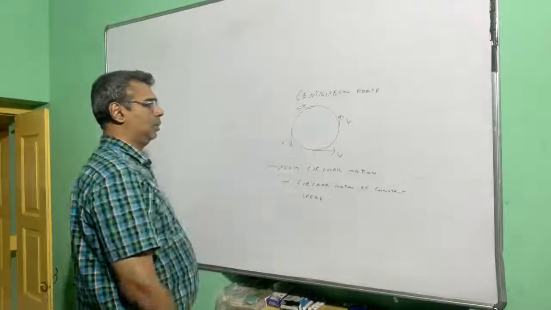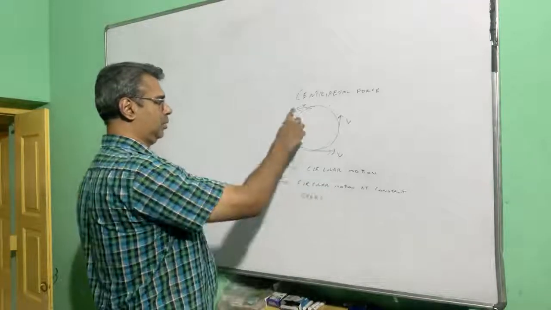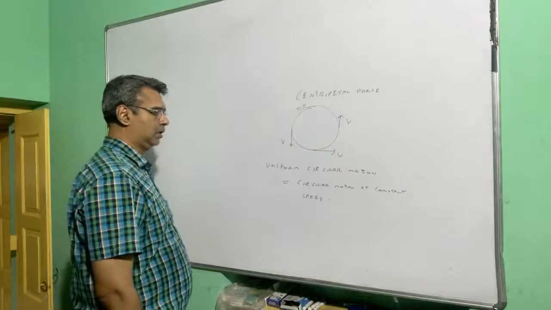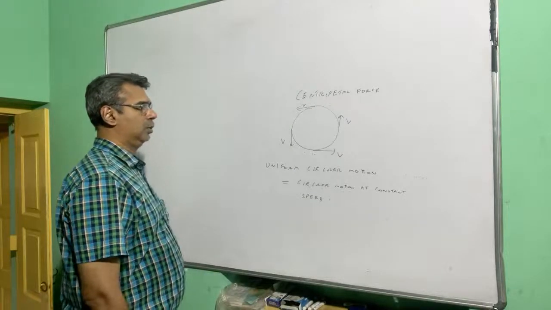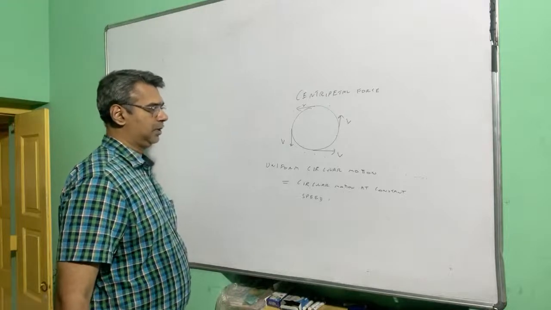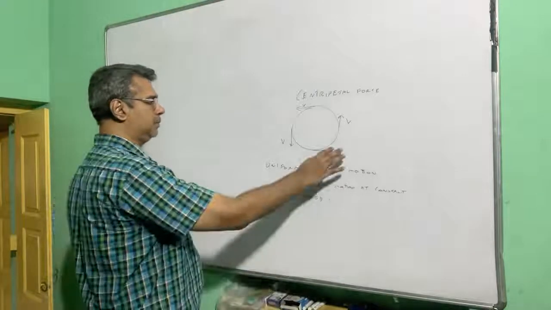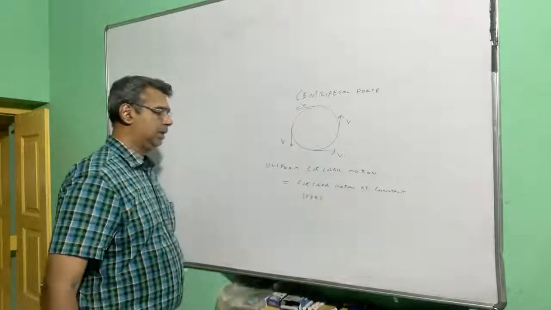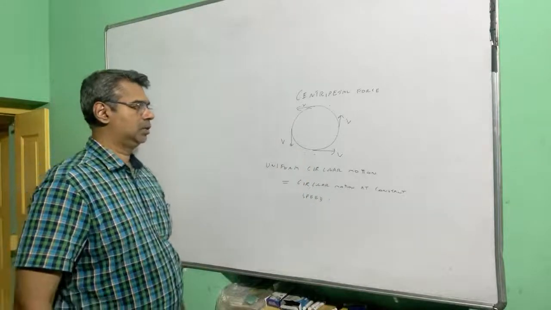So suppose there is a body performing a circular motion at a constant speed v. The speed is always constant and it is v. That is known as uniform circular motion. No matter which part of the circular motion the body is in, the speed will always be v.